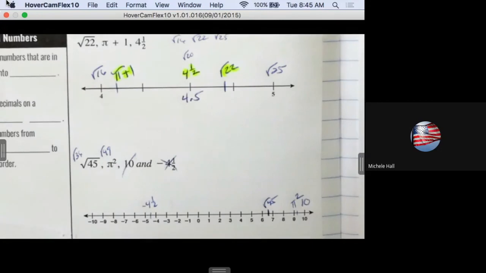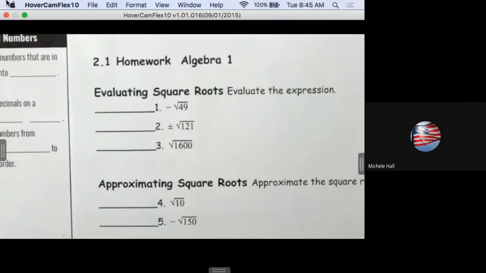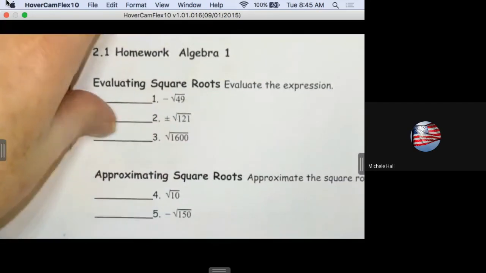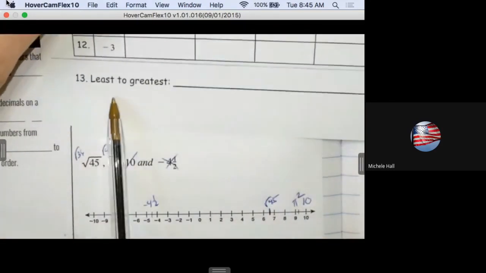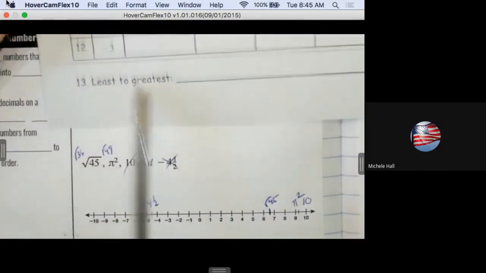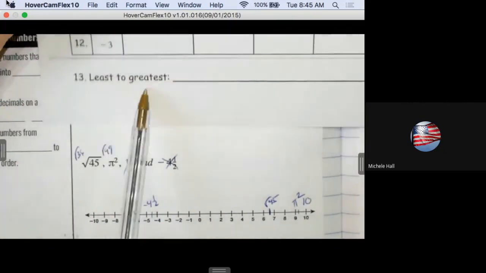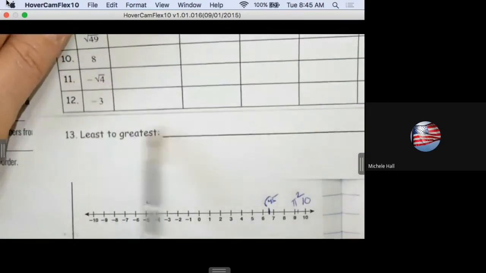Okay, so your homework worksheet is this, 2.1. And I just want to point out that down here at the end, for number 13, students for some reason always skip this one, but you need to order the numbers that are in the chart right here, least to greatest. This is what it means. You're going to use these numbers in the chart to order least to greatest.